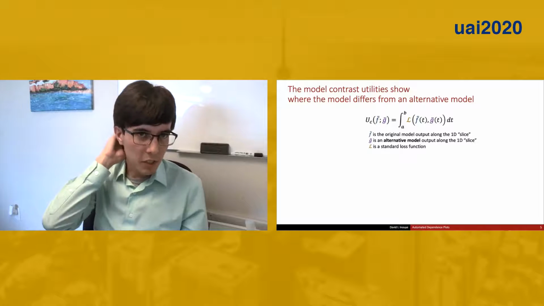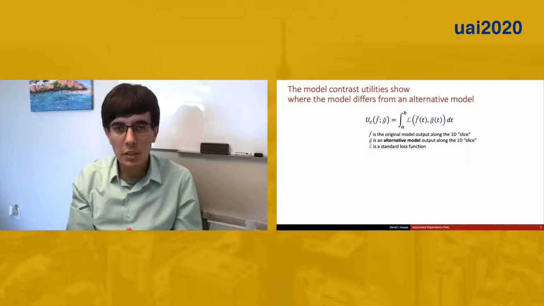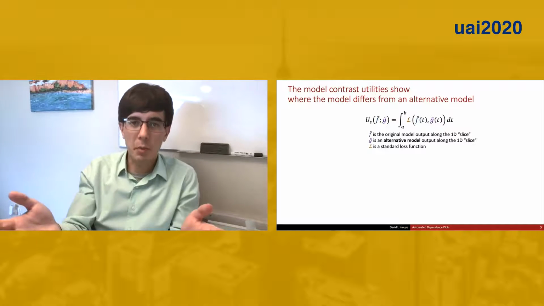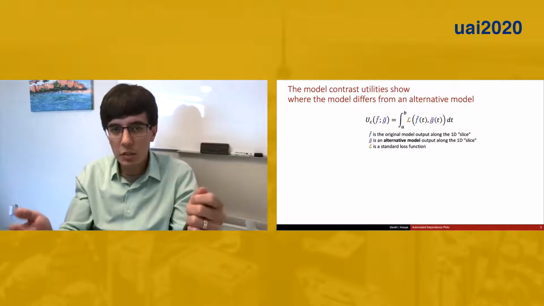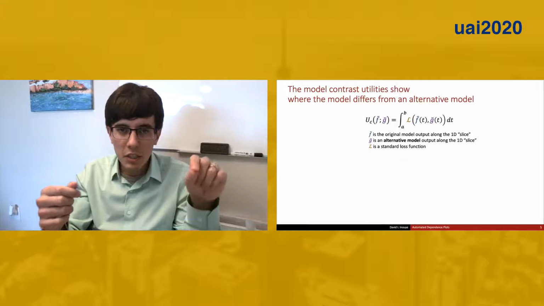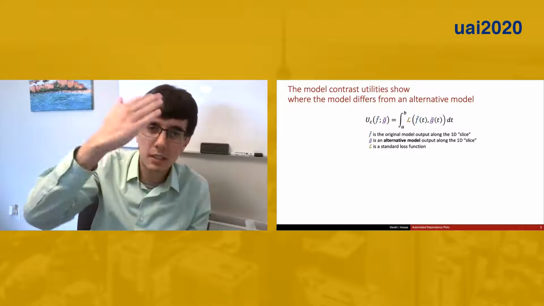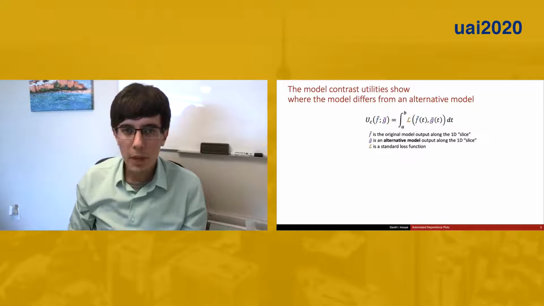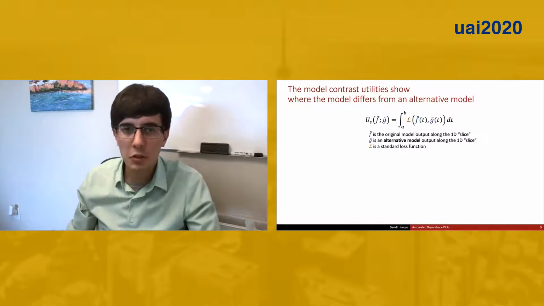As a first utility, we start with something fairly simple, which is to compare the original model to some alternative model. Here F is the original model and G denotes an alternative model. F tilde and G tilde correspond to a slice of these models along the same part of the input space. L is some standard loss function like mean squared error.